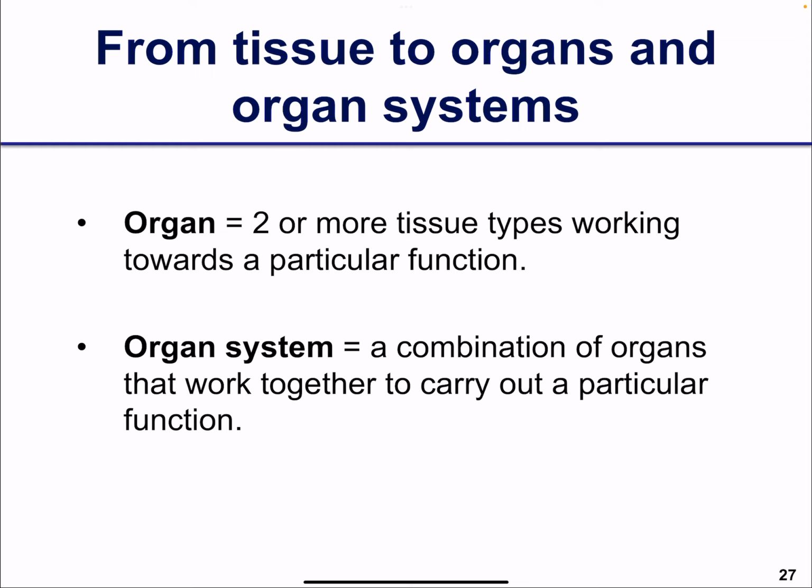Now, we looked at the four major types of tissues. Now we are going to take a look at organs and organ systems. So organs are going to be made up of two or more tissues that come together to work toward a particular function, while organ systems are going to be a collection of organs that are working together to carry a particular function. You have, for instance, the nervous system, the digestive system, the circulatory system, the muscular system, you name it.